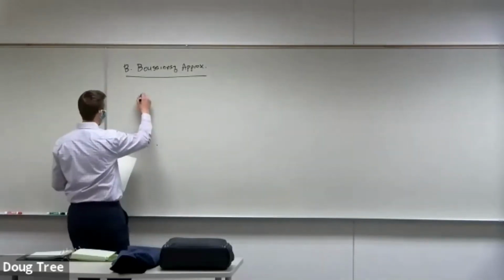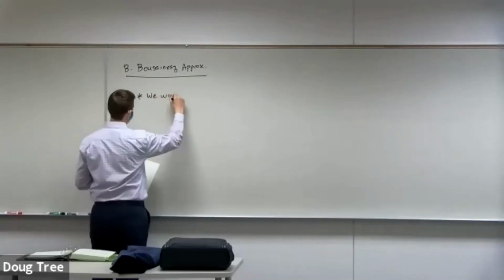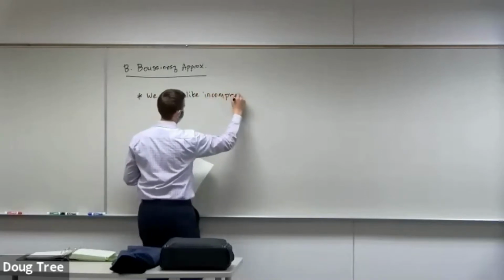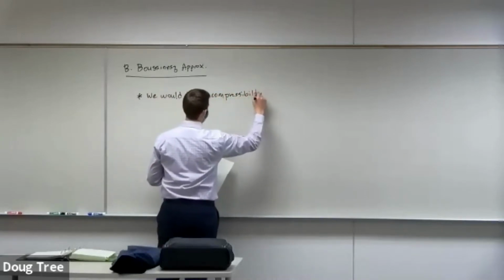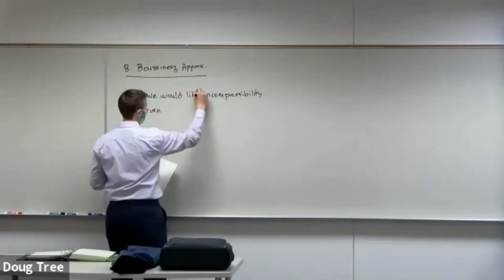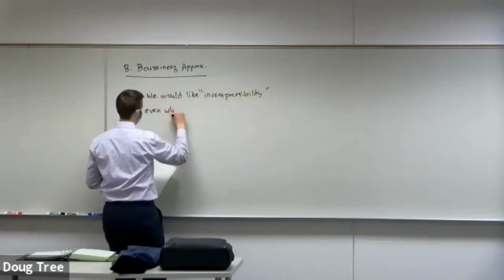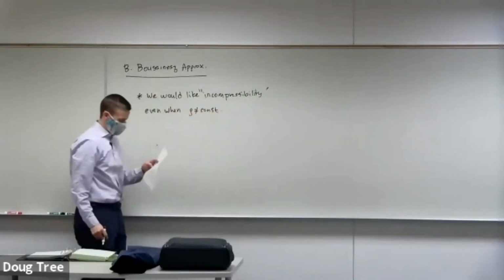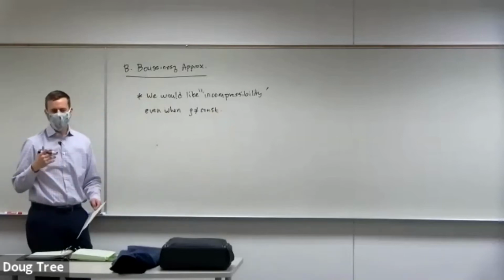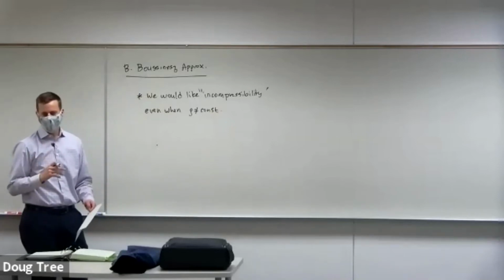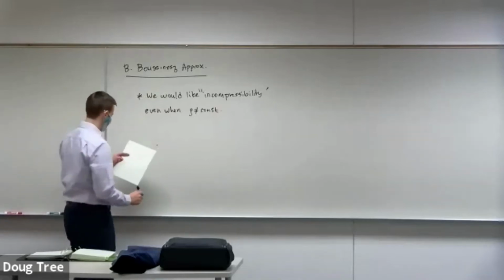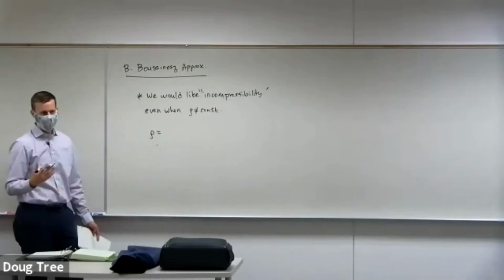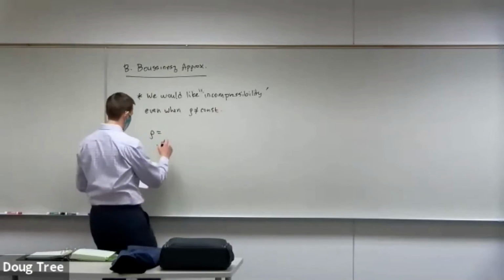So what we're going to do, I'll put that up here: we would like "incompressibility," I'll put that in quotes, even when rho is not constant. Okay? So what we're going to do is write a new, simplified equation of state. We're going to do a Taylor expansion about the density. You guys have done Taylor expansions, I assume.